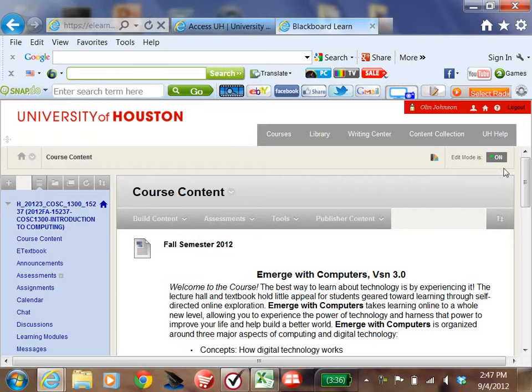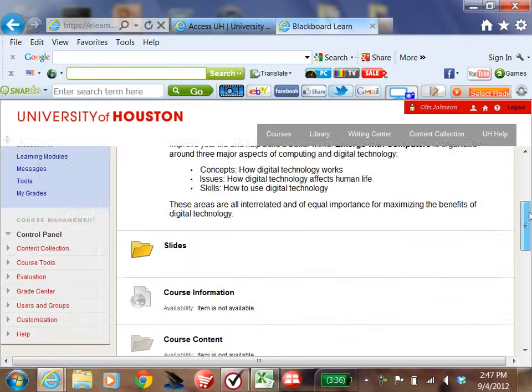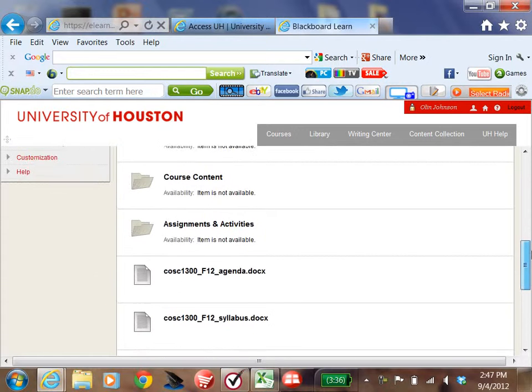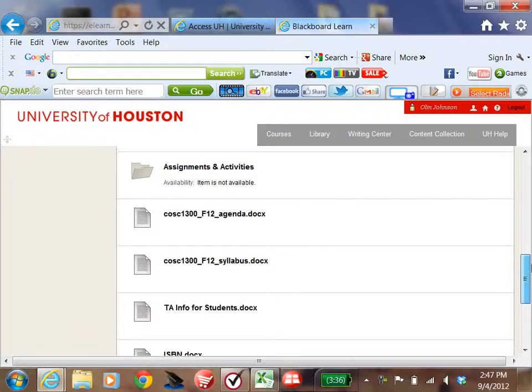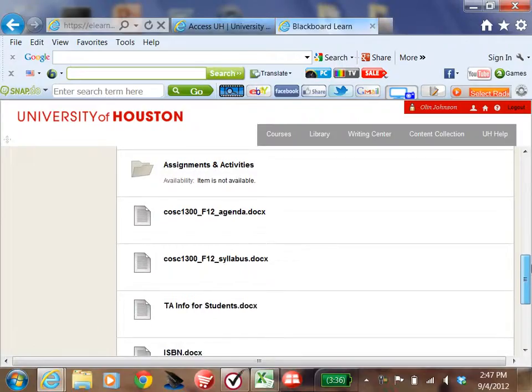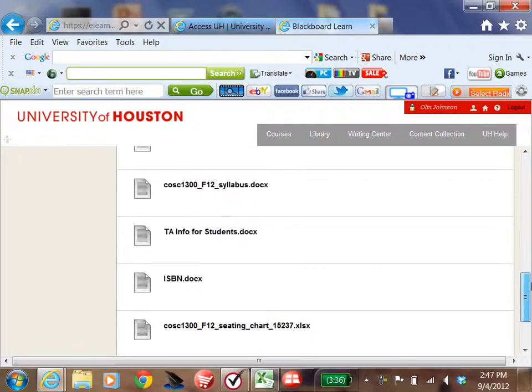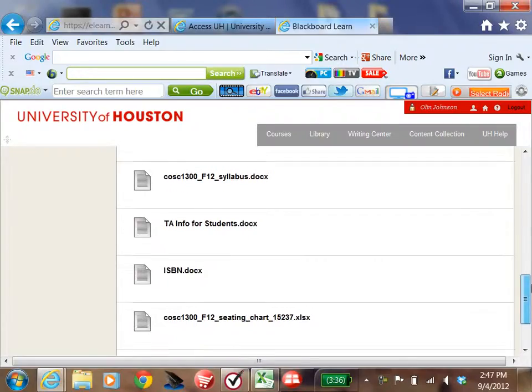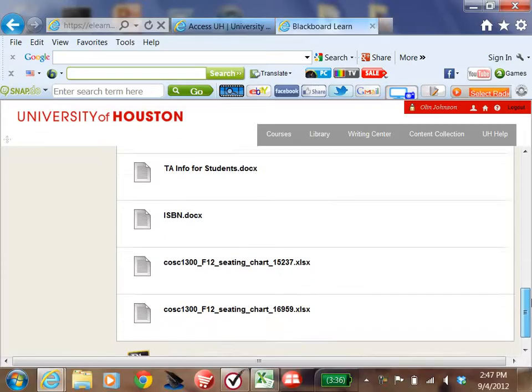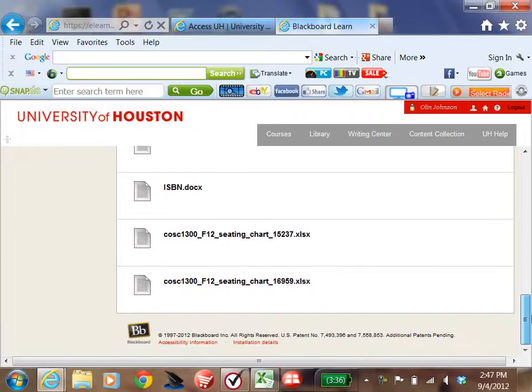So we go back to the course content. I think I've got everything up to date. The agenda is okay. The syllabus is okay. I think I've got the TA information correct now, and the ISBN numbers correct, and the seating charts were correct until this class started. So there's some slight difference here.